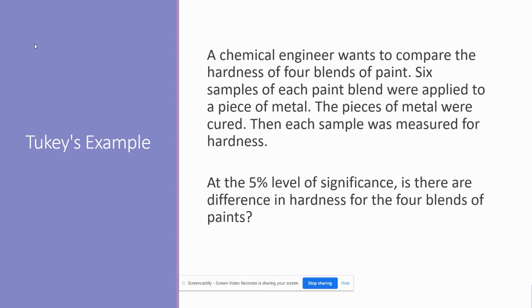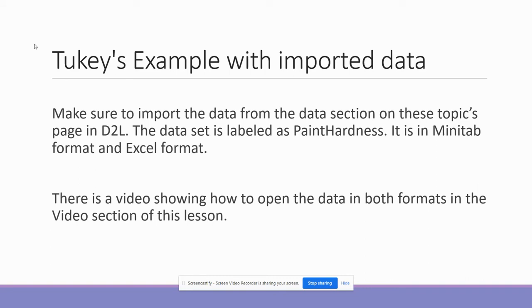So at the 5% level of significance, is there a difference in the hardness for the 4 blends of paint? Okay. Again, I've got 4 groups, and the 4 groups are the 4 blends of paint, and I want to see the average hardness for each group to see if it's different.